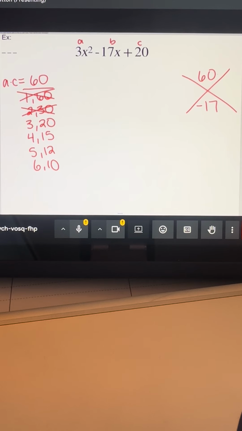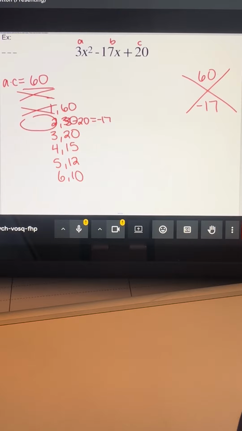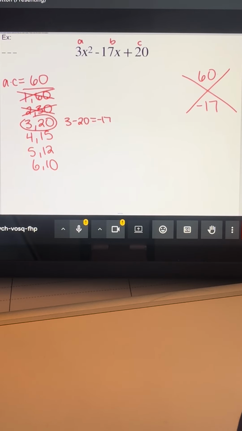3 and 20? That could give me 17. What do I need to do with 3 and 20 to get negative 17? 3 minus 20 will give me a negative 17. The bigger number needs to be negative. Okay, so that could be an option. What about 4 and 15? No, that's 19 and 11. No. What about 5 and 12?